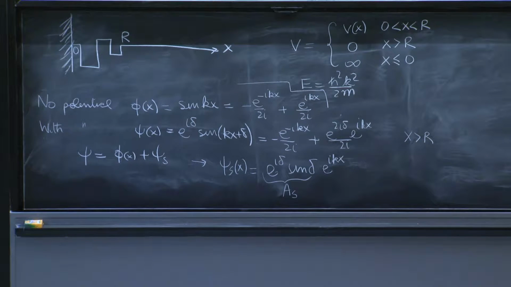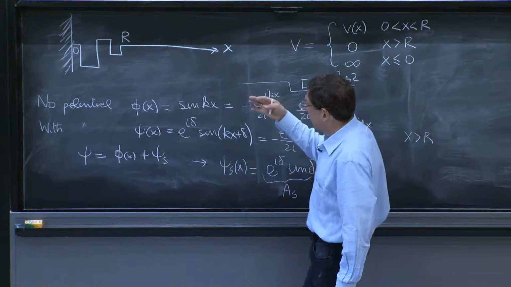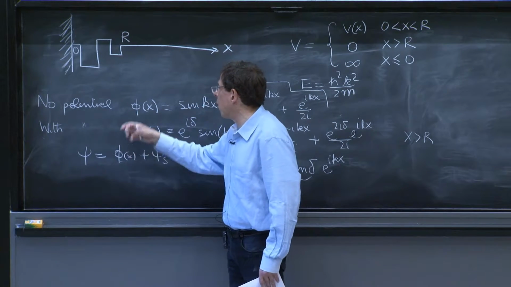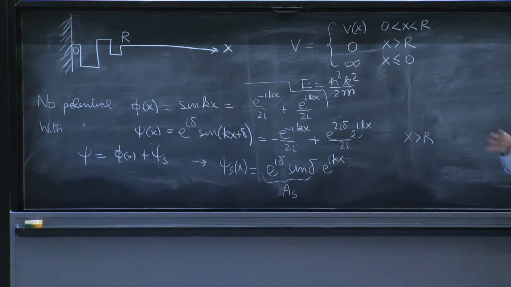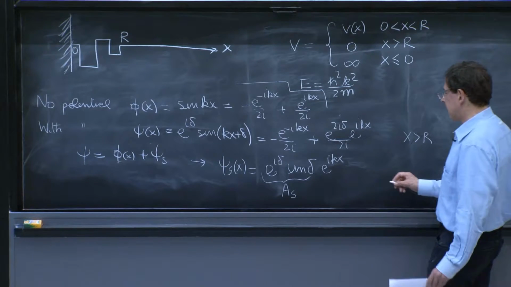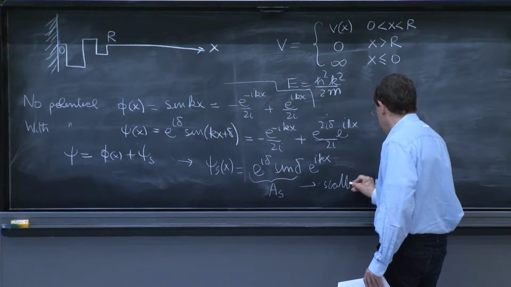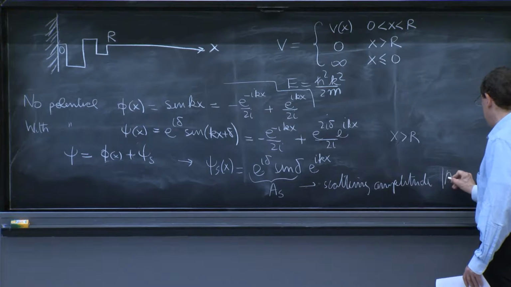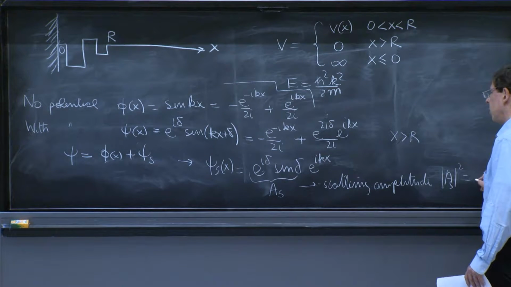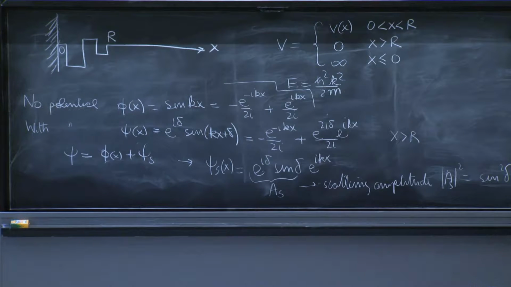So it has something to do with the strength of the scattering, because if there was no scattering, the wave function would just behave like the no potential wave function. But due to the potential, there is an extra piece, and that represents an outgoing wave beyond what you get outgoing with a free no potential wave function. So it's a scattering amplitude. And therefore, sometimes we're interested in A_s squared, which is just sine squared delta. Anyway, those are the things we did last time.